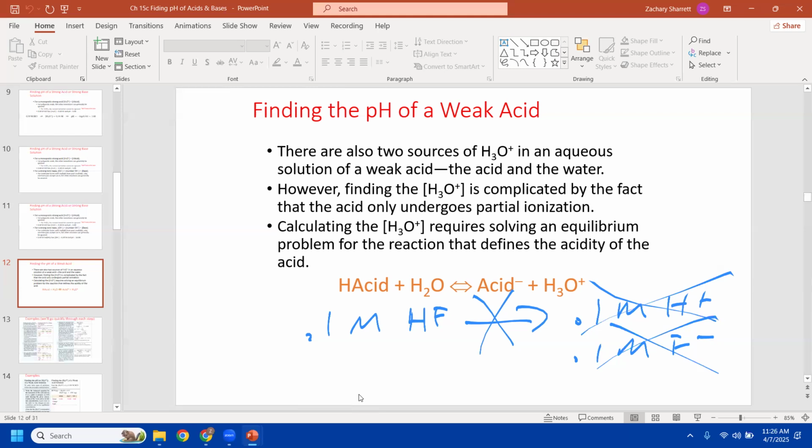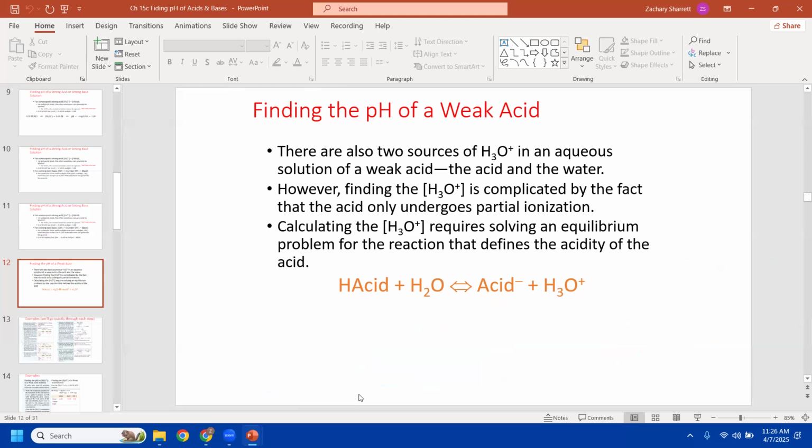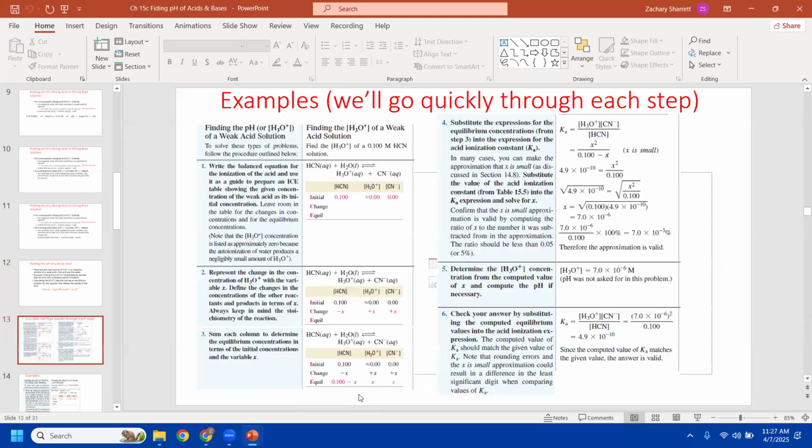Okay. So if it doesn't fully dissociate, it means it dissociates partially. So what that means is you will have some questionable amount of H+, some questionable amount of F-, and at equilibrium, this will be minus X, this will be plus X and plus X. Remember all of this stuff? Ice tables? That's how we're going to learn how to do this, okay?